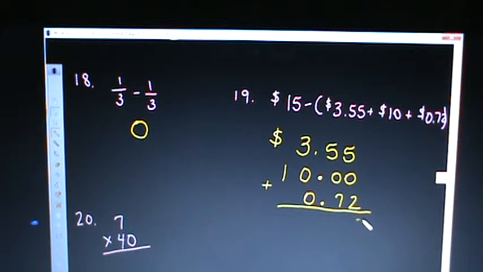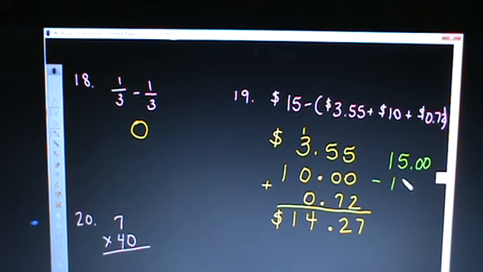5 plus 2 is 7. 5 plus 7 is 12. Bring down my decimal, carry my 1. 3 plus 1 is 4. 1 plus 0 is 1. So the first step is $14.27. Now I take my $15 and I subtract it from $14.27.